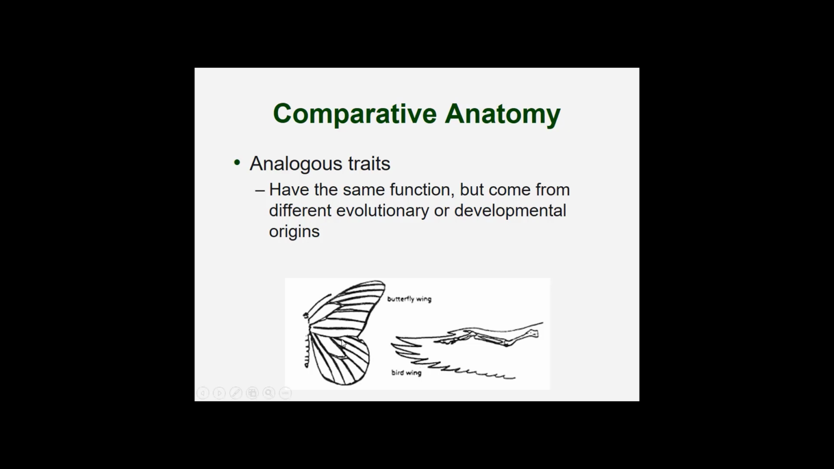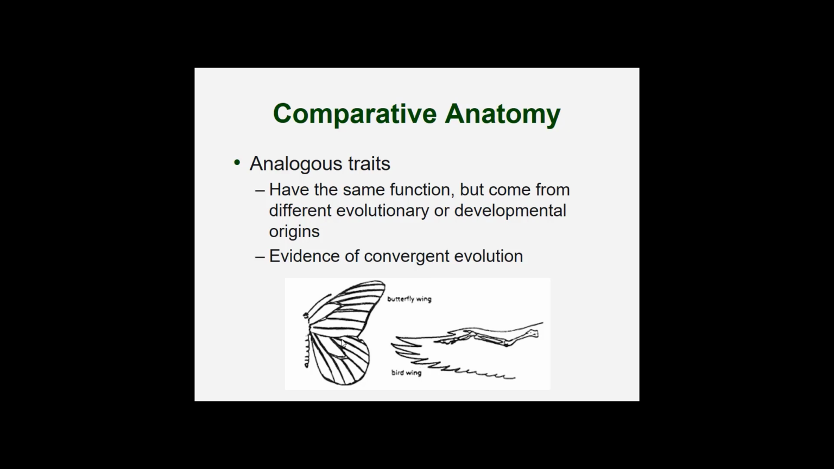However, they do serve the same function. They have the same function, and that function is flight. So what analogous traits point to is what we call convergent evolution. These are organisms that have evolved similar traits because they are dealing with similar selection pressures.